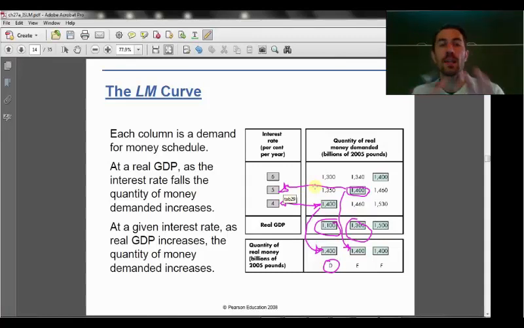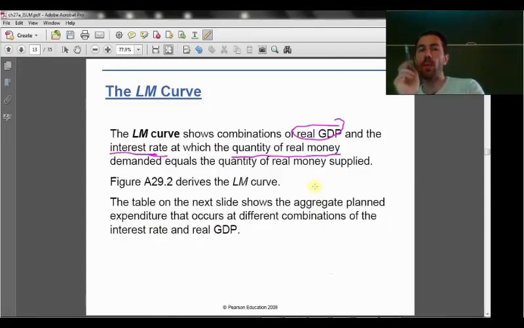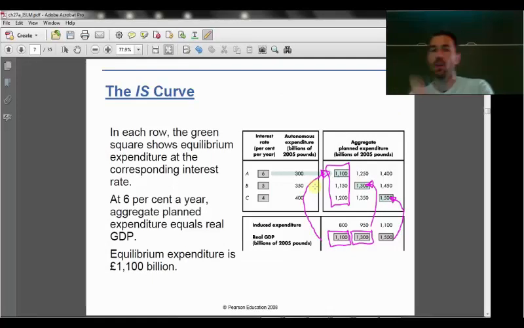So we're plotting the LM curve slightly differently. When we plotted the IS curve, remember we said at some interest rates we have some level of output. Where does the level of expenditure equal GDP? So we changed the interest rate, which changed aggregate expenditure, and we wanted to know where aggregate expenditure is equal to GDP. That was the IS curve.